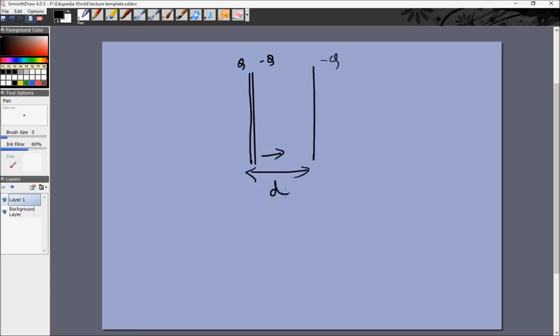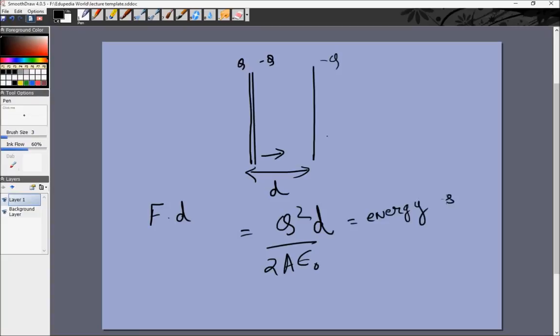So the amount of work we will have done will be F times D, where F is the force between the two plates, because the force will be constant, we saw that previously, and it will be in the direction towards attraction. So we'll have to apply a force in the opposite direction, and F dot D will be the total amount of work done by us. That will be equal to Q squared by 2A epsilon naught times D. If this is the amount of work done to create this capacitor, this is also the energy stored in the capacitor.